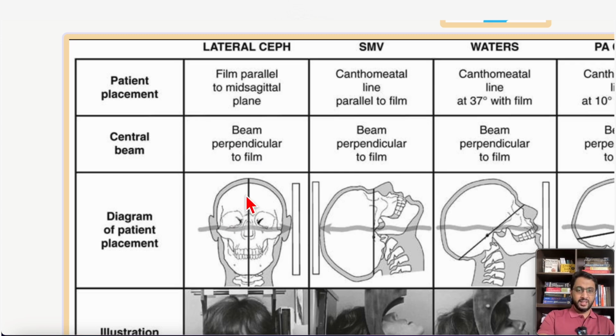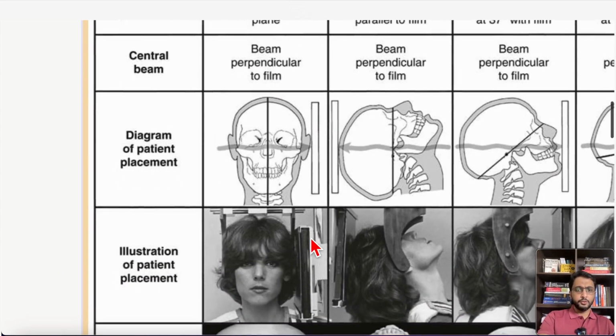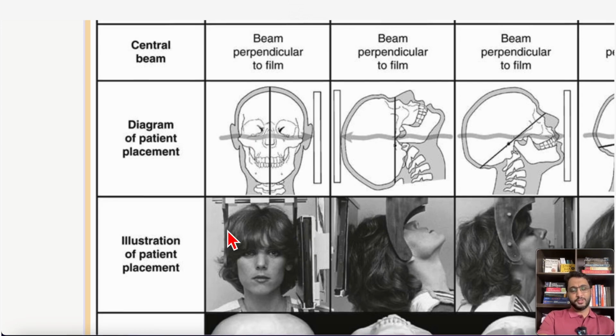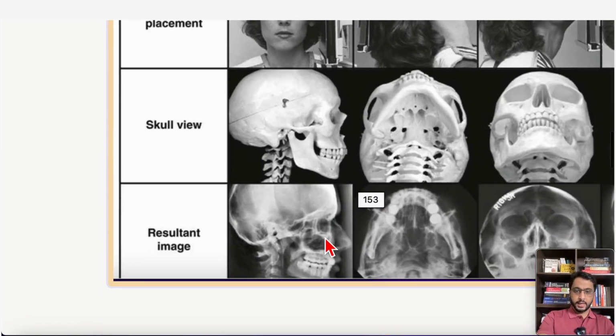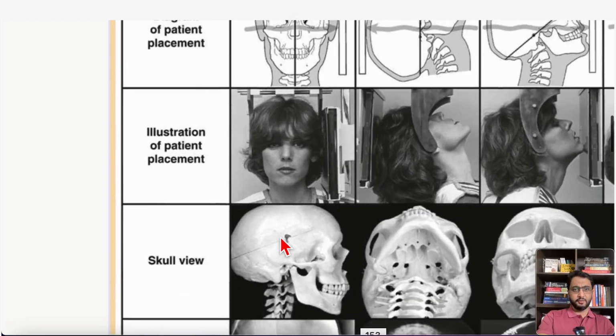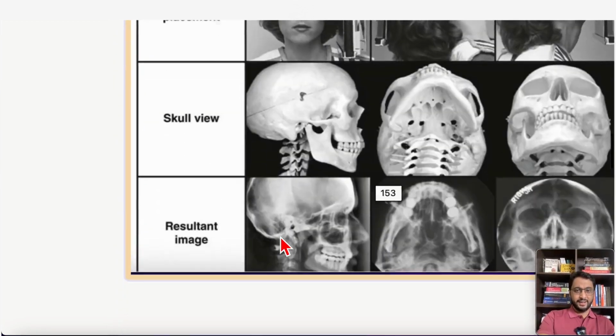So very simple, parallel to the mid-sagittal plane is the position. That means it is from the side, isn't it? You can see it is from the side. So what happens? You get the side view, this one. You have seen this cephalometric radiograph or lateral ceph.